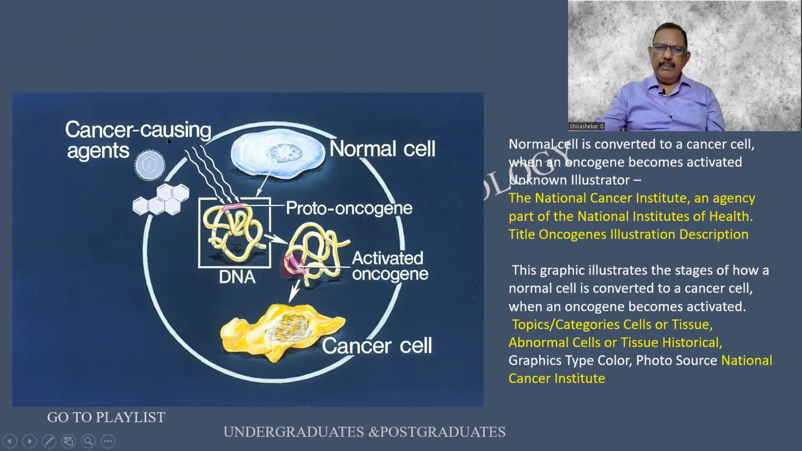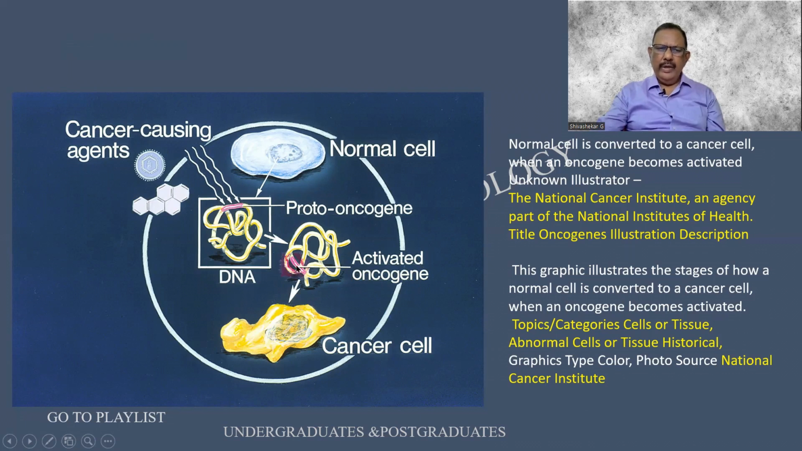This is an earlier picture which I had shown under the viruses and neoplasia. Whether it is a virus or radiation or chemicals, this is a normal cell over here, and this is the DNA. There is an entry or the activation of the proto-oncogene, and this has to be at a specific spot. It cannot be far away. So when this gets activated, it becomes what is called an oncogene, an activated oncogene.